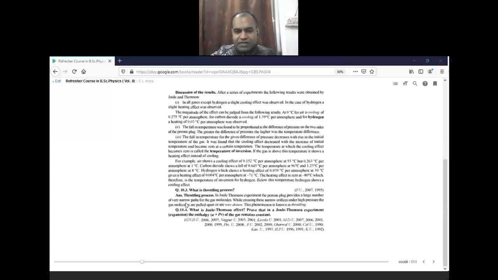In Joule Thomson experiment, the porous plug provides a large number of very narrow paths for the gas molecules. Okay, so there is an arrangement for Joule Thomson experiment, and in that experiment there is a porous plug, and this porous plug provides a large number of very narrow paths for the gas molecules. Gas molecules flow from one region to the other region through a porous plug. The name itself is porous. Porous means there are a lot of very narrow or small paths.